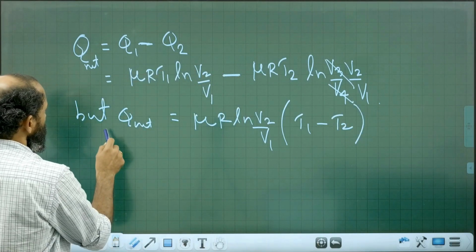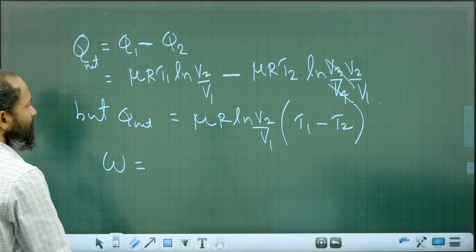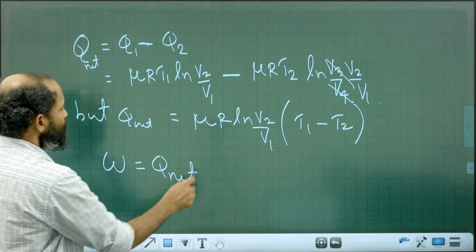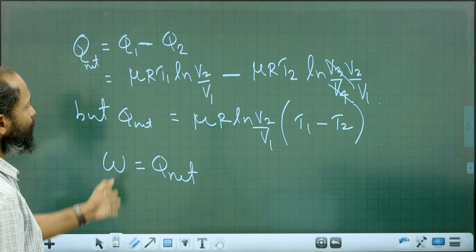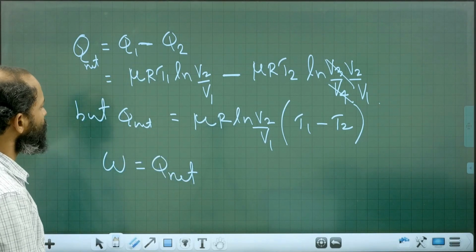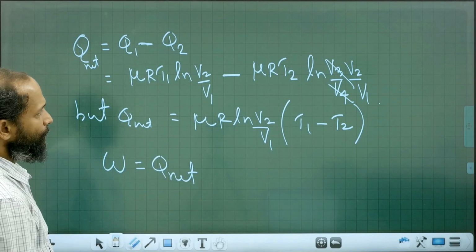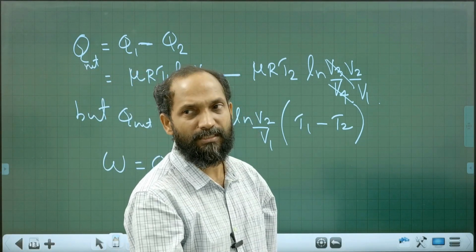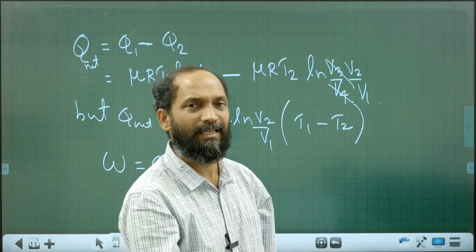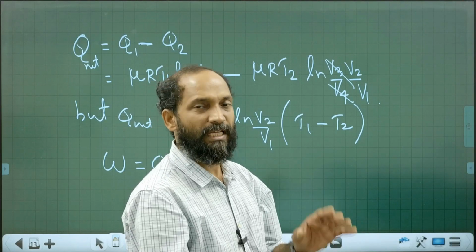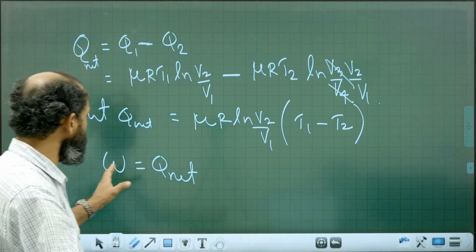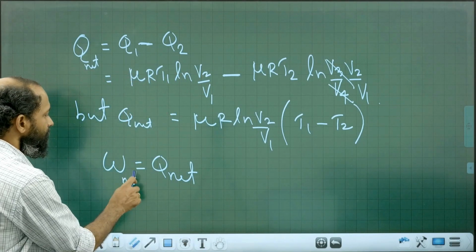Then total work done. What is the total work done? Total work done is equal to Q net, because W equal to Q1 minus Q2. Same is the work done. So Q net is equal to W. Why Q net is equal to W? Because this total process is a cyclic process. In cyclic process, delta U is 0. So delta Q equal to delta W. So net work is equal to net heat.